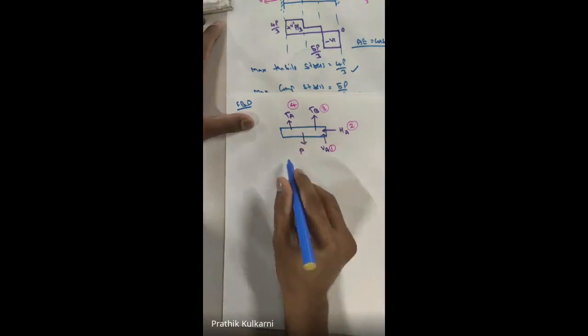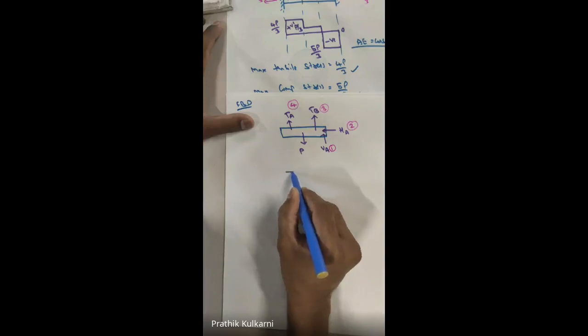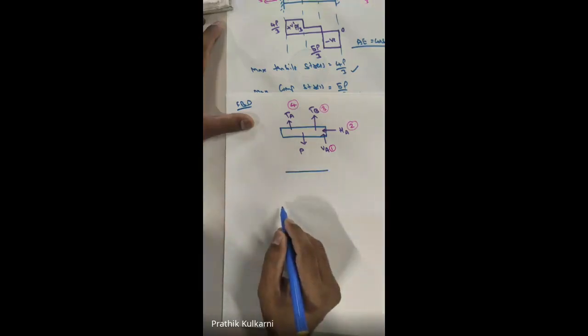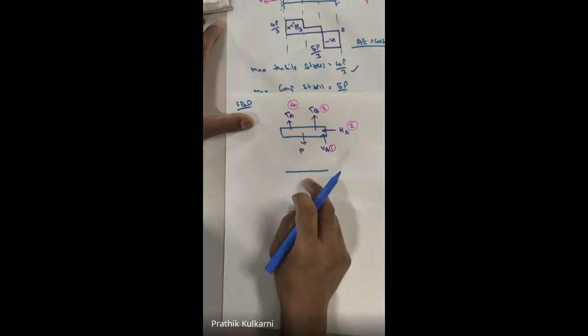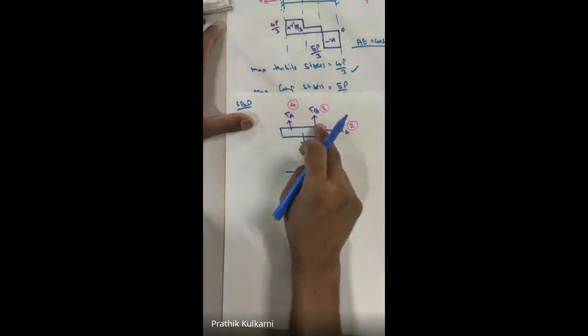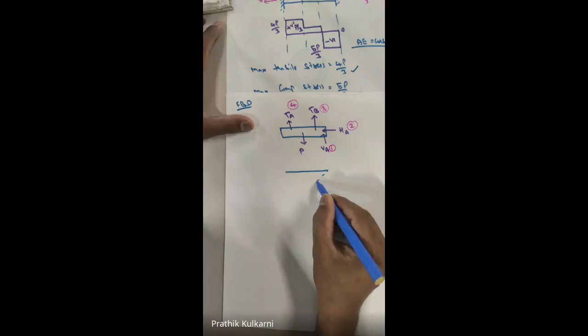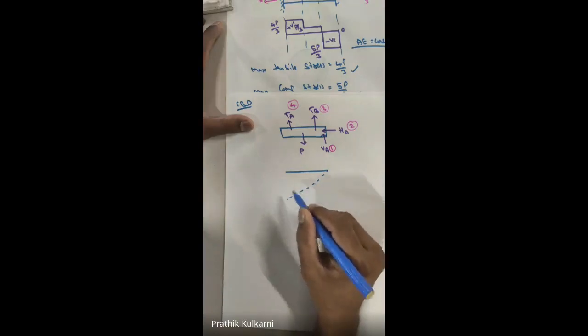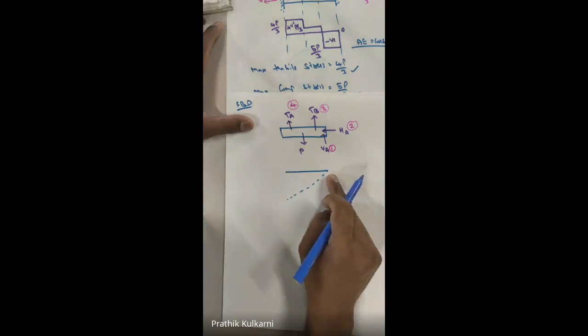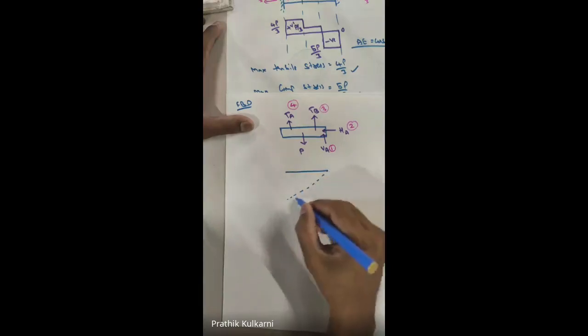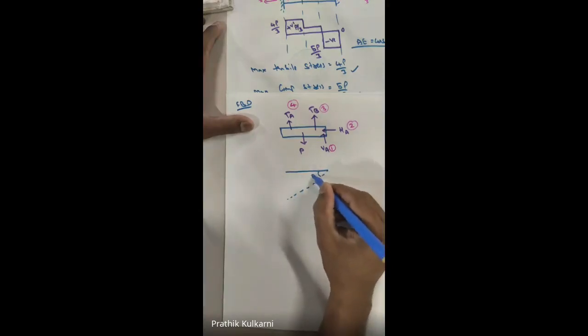Now from this free body diagram, if this is my rigid member, and these tensile forces are not there, then how will it bend? It bends downward through your support, yes or no? It will be an exact straight line. So here the angle will be theta.